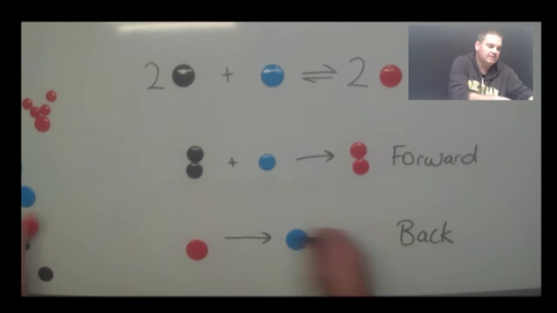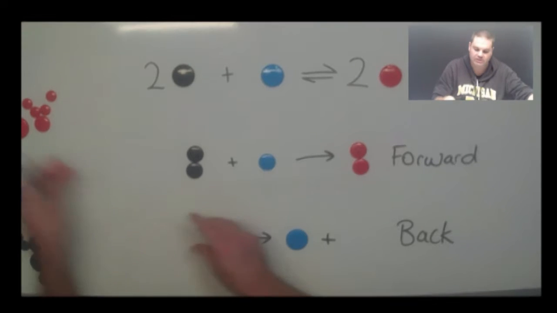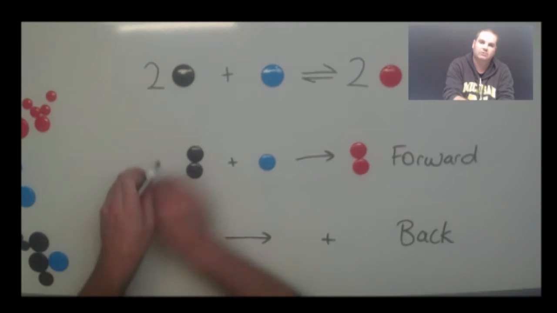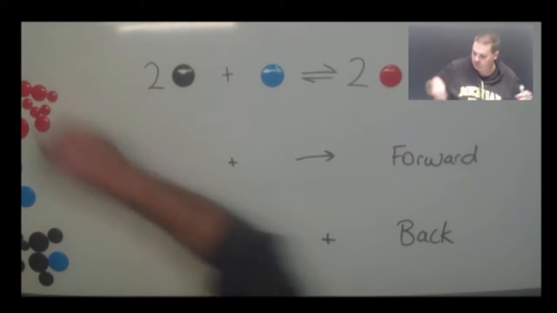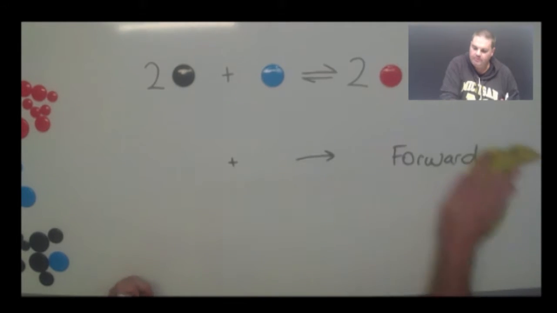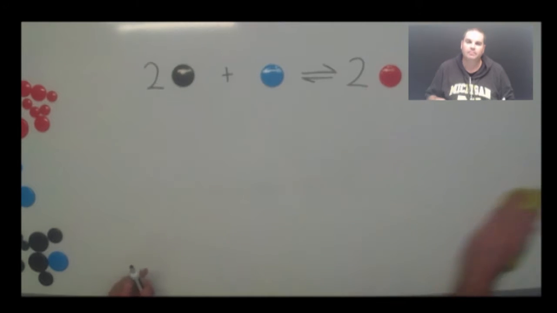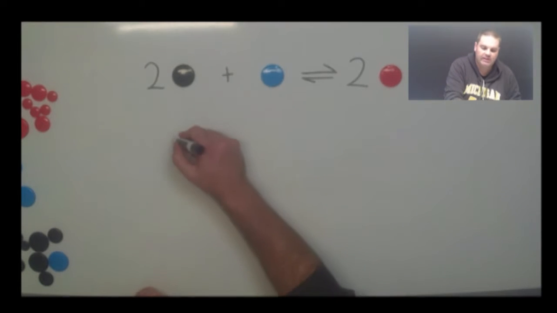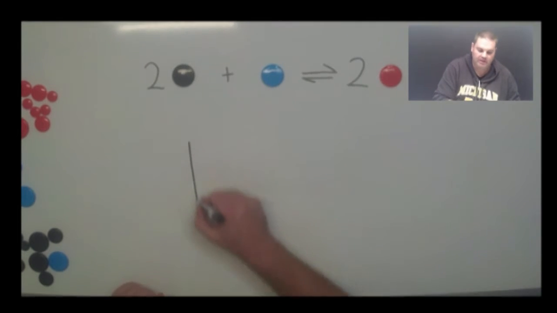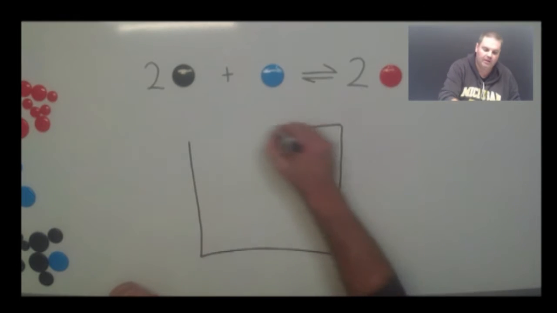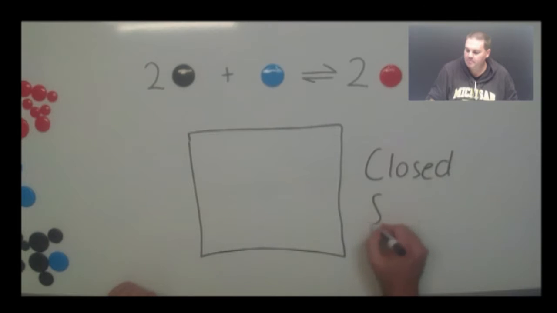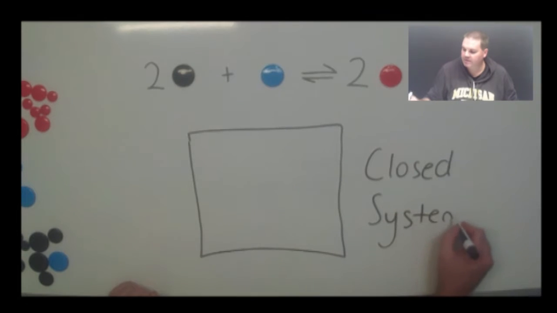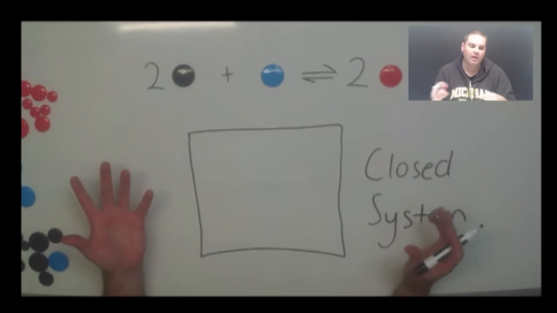What we're going to be talking about is what happens when you introduce a change to a reaction. I'm just going to rub these out, and we're going to talk about a system. Imagine that this reaction happens within a closed system, which is also very important for equilibrium. That means that nothing can go in and nothing comes out.